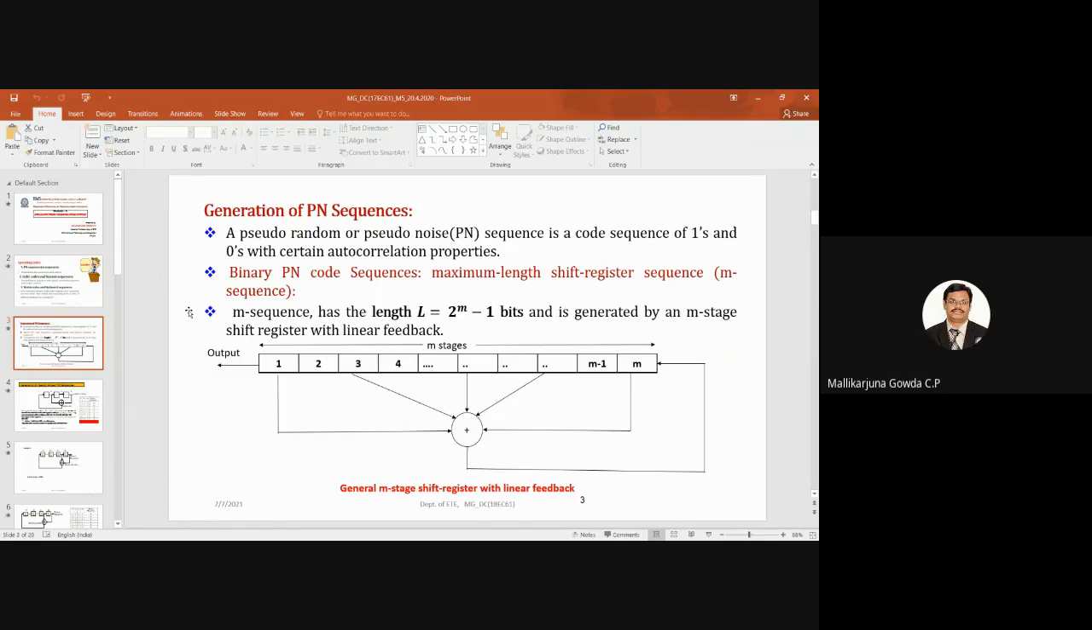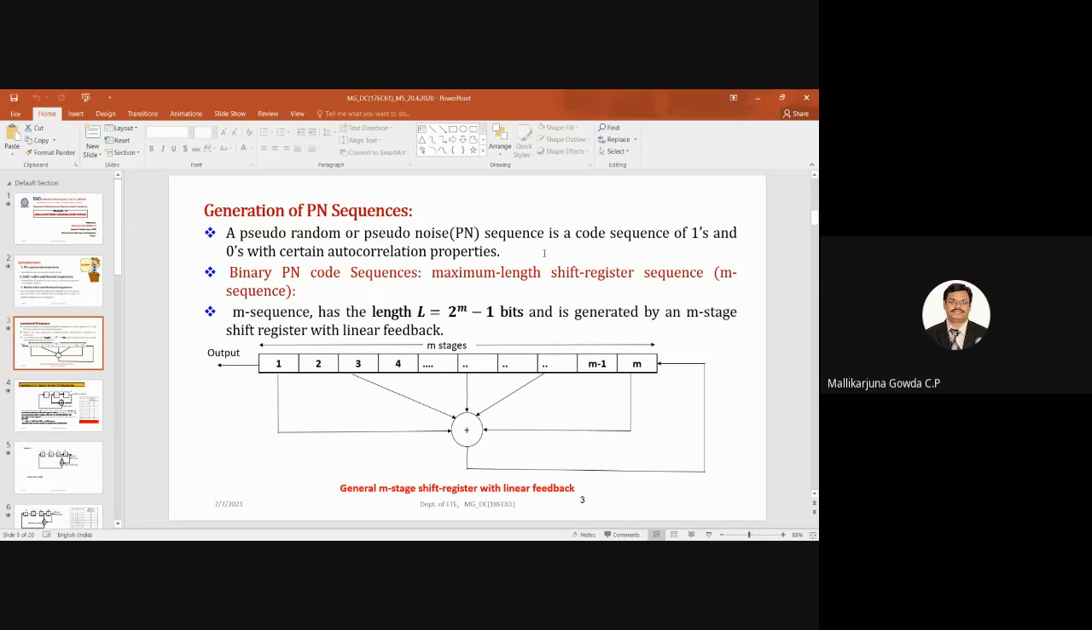As I said already, you have done the experimentation. So it is a sequence of shift registers. Pseudo noise or pseudo random, both are the same. A PN sequence is a code sequence of ones and zeros with certain autocorrelation properties. Let us try to understand those properties in the coming slides. First, let us understand how we generate this.